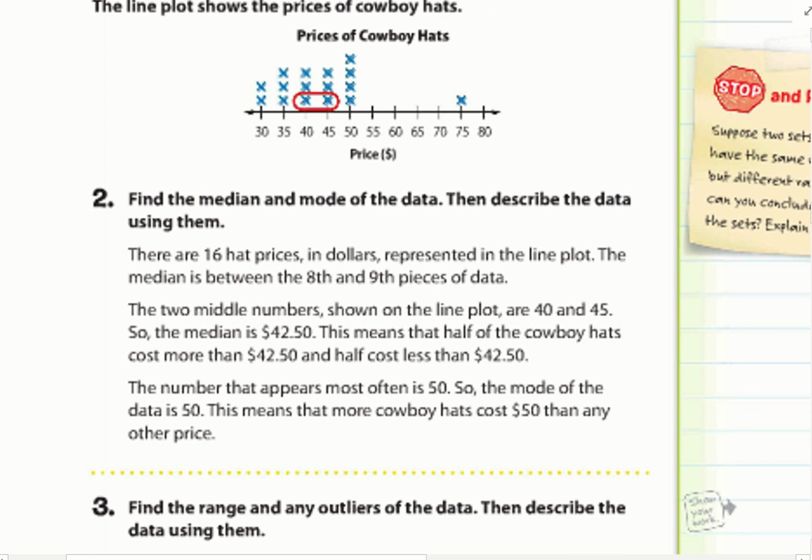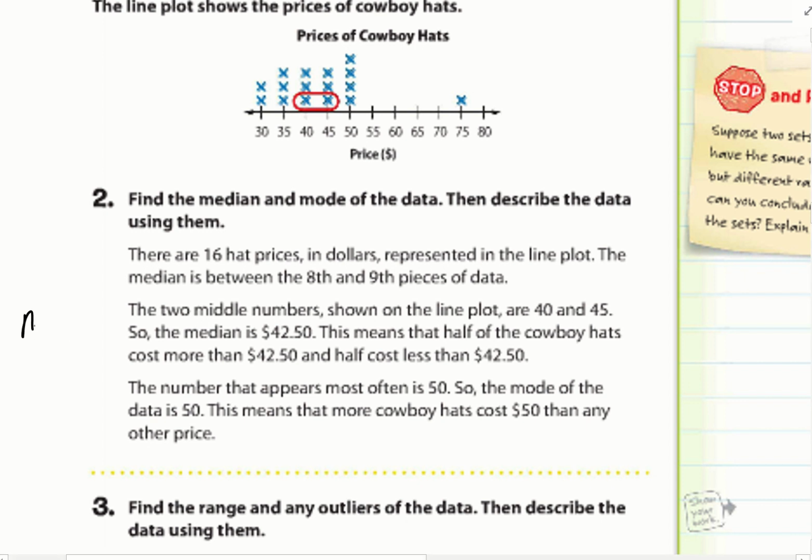The 2 middle numbers shown in the line plot are 40 and 45. So that means the median is going to be $42.50. That means half of the cowboy hats cost more than $42.50 and half cost less than $42.50. The number that appears the most often is 50, so the mode of the data is 50. This means there are more cowboy hats that cost $50 than any other price.